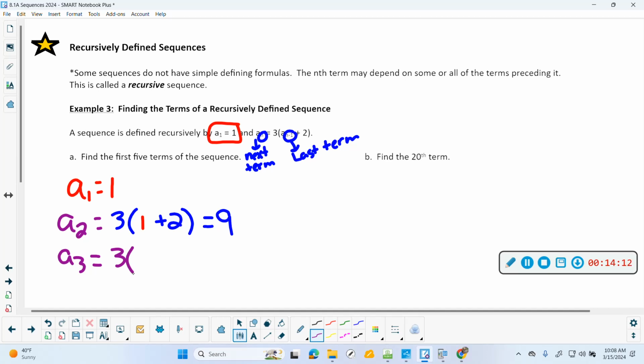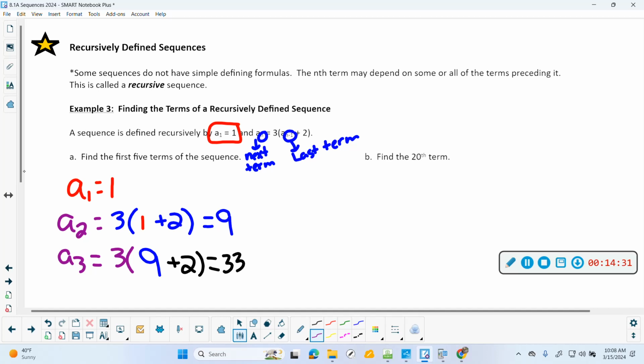So it's the last term. What was our last term? 9. And then, of course, plus 2. And I math this out. So I've got 3 times 11, 33. So there's no straightforward pattern of just adding, subtracting, etc. You're using the last term every time.